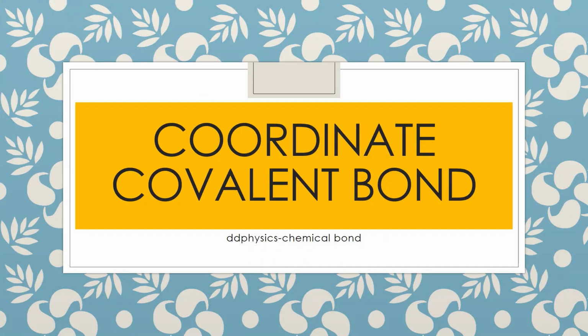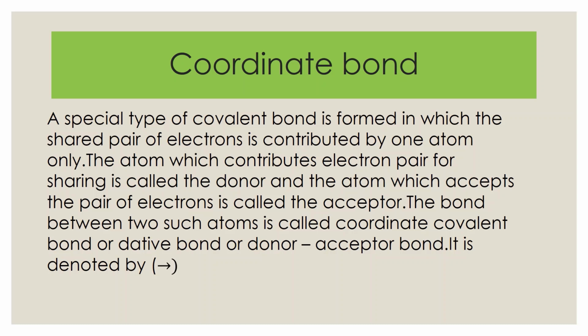Dear students, in this video I am going to explain what is coordinate covalent bond. A special type of covalent bond is formed in which the shared pair of electrons is contributed by one atom only. The atom which contributes electron pair for sharing is called the donor, and the atom which accepts the pair of electrons is called the acceptor. The bond between two such atoms is called coordinate covalent bond or dative bond or donor acceptor bond. It is denoted by arrow mark.